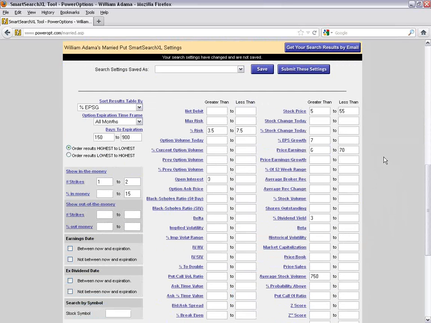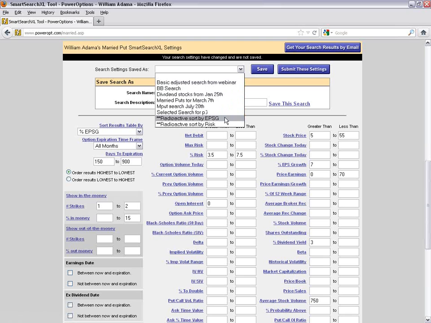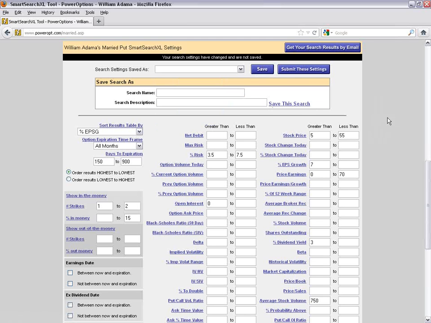Now remember, after you've adjusted your criteria, you can always save that search just by clicking the Save button. So now whenever you come back to the Married Put screen, you'll have your saved searches along with the 2 default searches. Okay, so you can always customize it and you can have different searches.